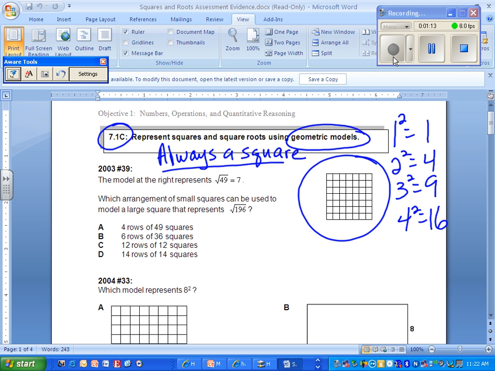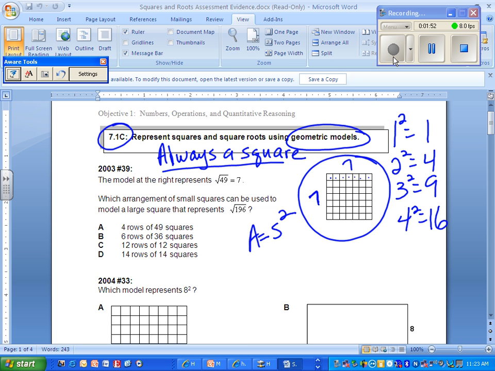It says the model at the right represents square root of 49 equals 7. The reason why this is the model for the square root of 49 is because there are 49 individual squares, and it's also a 7 by 7. Now we go back to area, because area of a square is side squared. So that's why our model's always going to be in the shape of a square, because in this particular model, 7 squared equals 49. So that goes back to our two-dimensional measurement.